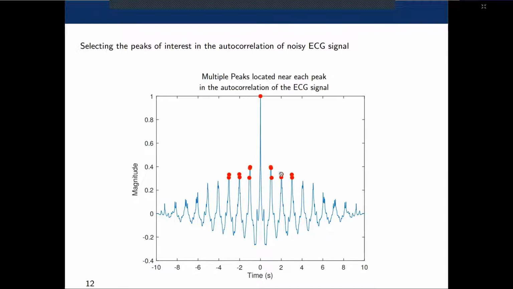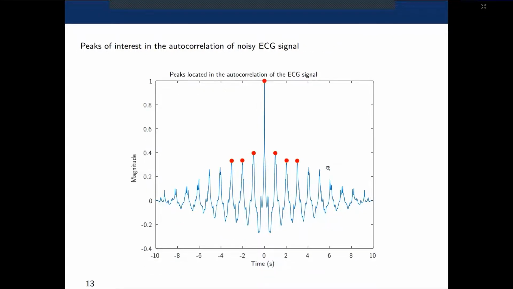Now, these local maxima are removed by selecting the highest local maximum in each of these paired local maxima, and the result is plotted as here. Now we will find the average of the time interval between these red peaks, successive red peaks, and consider that as the time required for a single heartbeat.